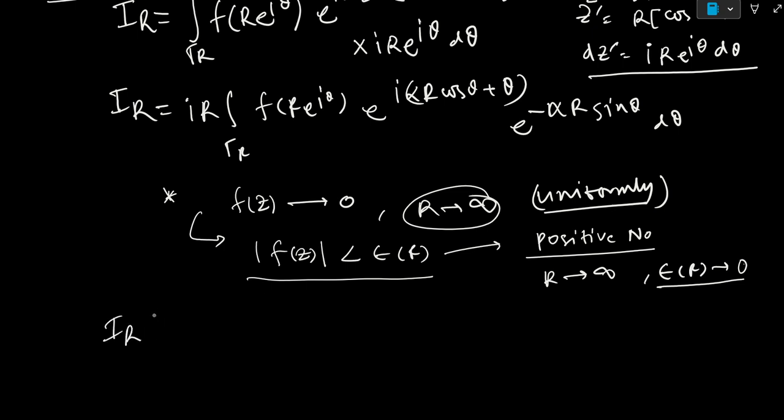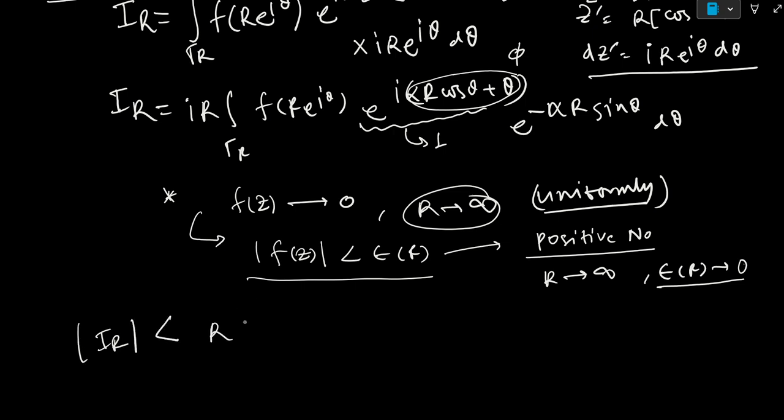So if you put this, then your I_R, and another thing: the maximum value of this is 1, right? You can choose this as φ, so e^{iφ}, and e^{iφ} has a maximum value of 1. So you can write down this I_R mod value. The mod value of I_R is less than R times ε(R) times e^{-α R sin θ} dθ.